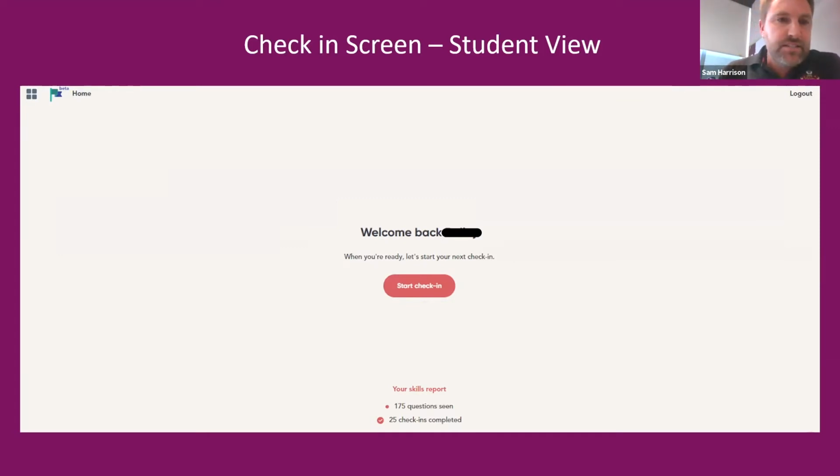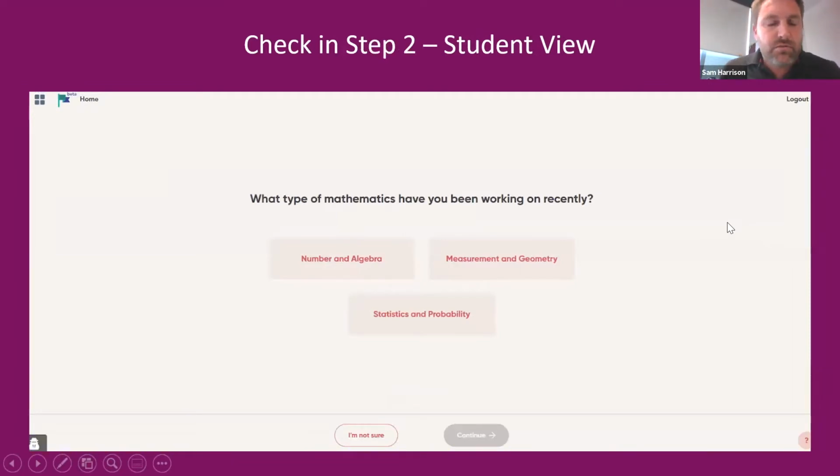Then after those check-ins are done, the students get this view. So when they log in, they pick whatever strand they're studying at the moment. So in year 8 at Haileybury, it's all number and algebra up to this point. We've just moved on to geometry. So they click on number and algebra. So they'll only get number and algebra questions. So that will only measure the growth in that area. So it's a bit more targeted as to things that are relevant to what they're doing in the classroom at that time.